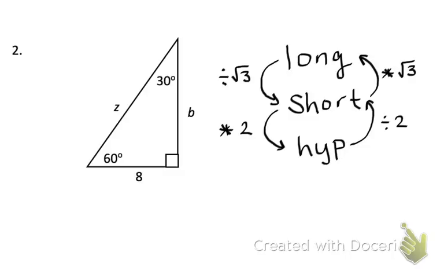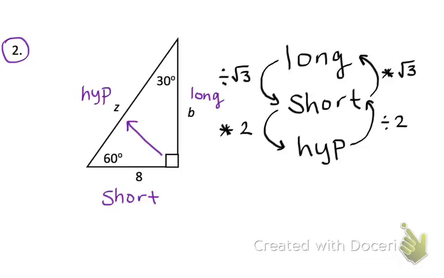By looking at the angles for number 2, I noticed that this is a 30, 60, 90 triangle. So again, we're looking at problem number 2. Next, I'm going to label my sides. So I have my short leg, I have my long leg, and Z is going to be my hypotenuse because it's across from the right angle.